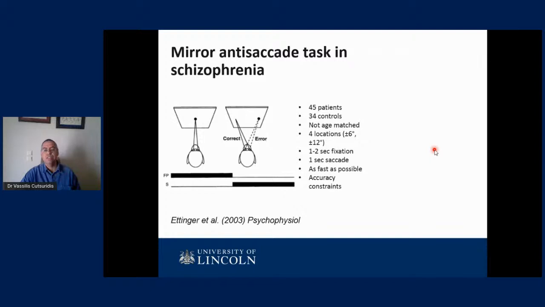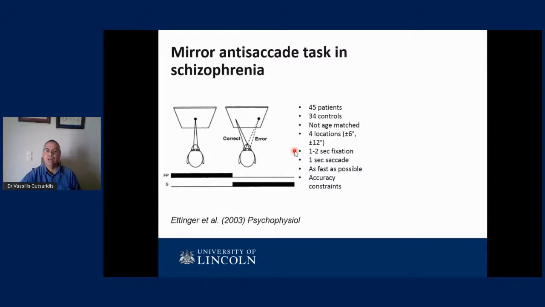All right. So the data were collected in the early 2000s by Uli Ettinger, who was at King's College London. The study was published years later. They tested the anti-saccade performance of 45 patients suffering from schizophrenia and 34 healthy controls. The subjects were not age matched.